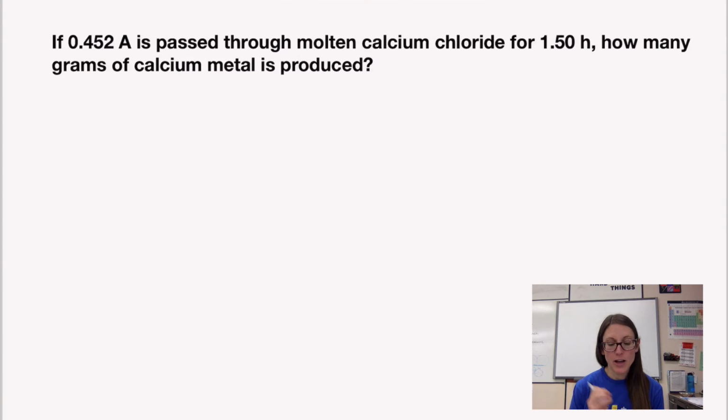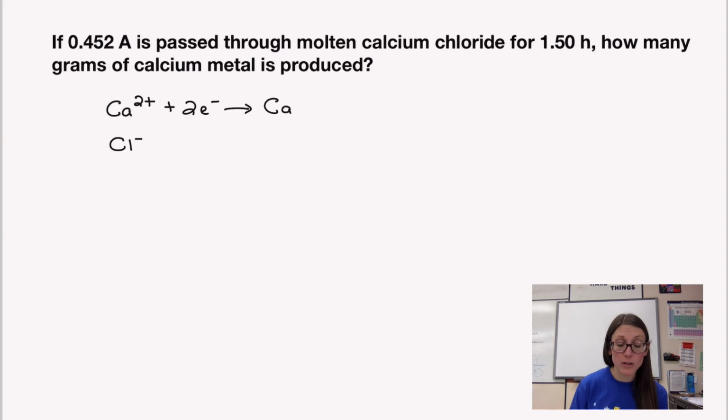If I have current pass through molten calcium chloride for 1.5 hours, how many grams of calcium metal can be produced during this process? Okay, let's start by making sure we know what's happening inside that electrolysis cell. If we have molten calcium chloride, that means I have calcium ions and I have chloride ions. The calcium ions are going to be reduced, forming calcium metal, while the chloride ions will be oxidized, forming chlorine gas. The equation we're going to focus on, because what this problem is asking about is the calcium metal, is that first one.